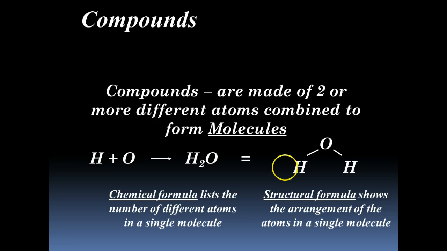H2O, water. Two hydrogens and one oxygen form to make a water molecule. As you can imagine, water is going to behave differently than just oxygen, which is usually O2. So a compound is made of two or more different atoms to form molecules. We have two different formulas. The chemical formula, which is the H2O that you see here, which is what we see most often.